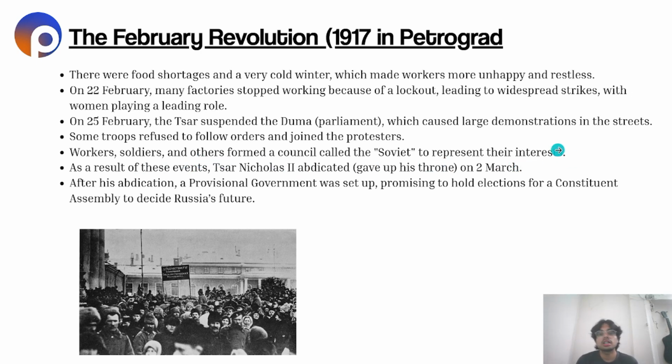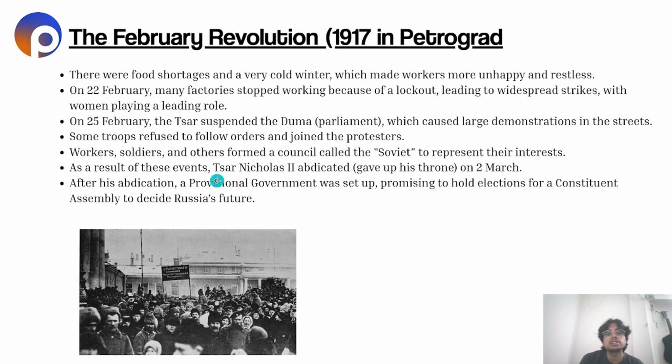What happened was the Tsar suspended the Duma parliament because conservatives were ruling there and people were dissatisfied, which caused a great demonstration in the streets. Some troops refused to follow the order. Some soldiers refused, saying that they would not work for him, and they joined the protesters. Workers, soldiers, and others formed a council called the Soviet to represent their interests, mainly socialist interests.